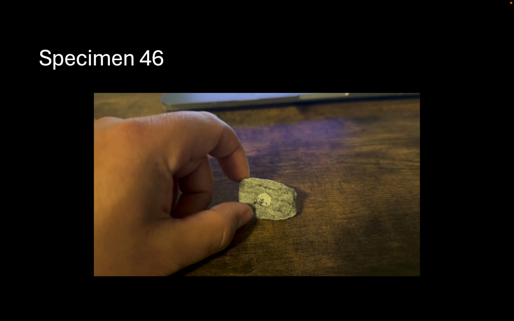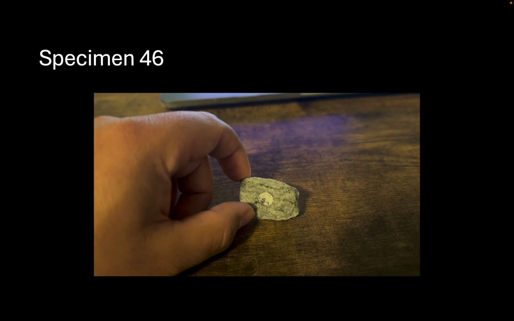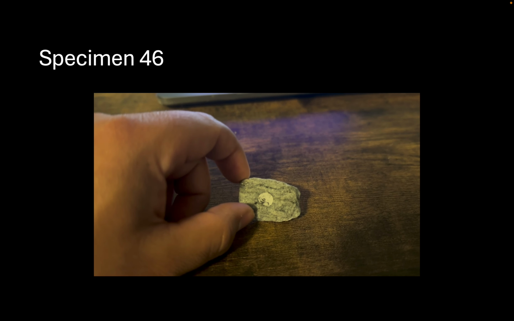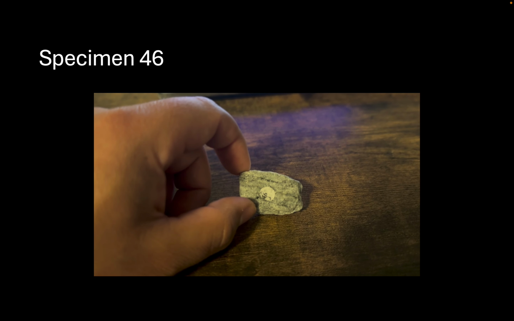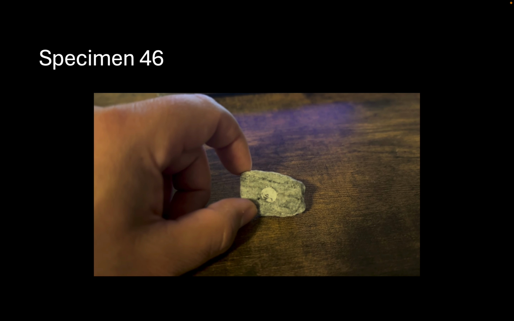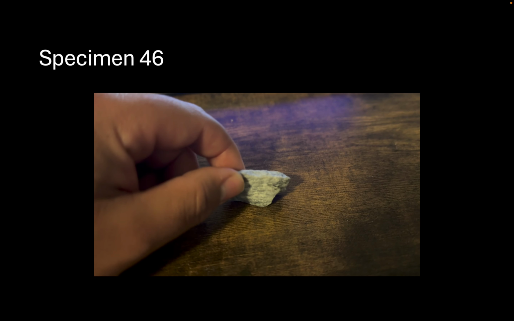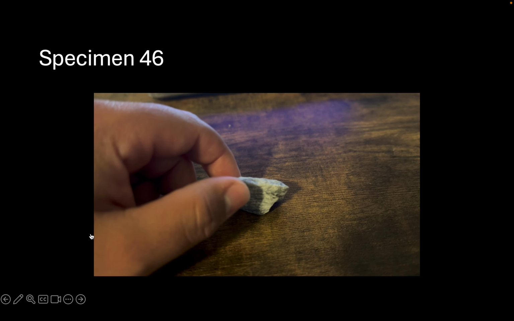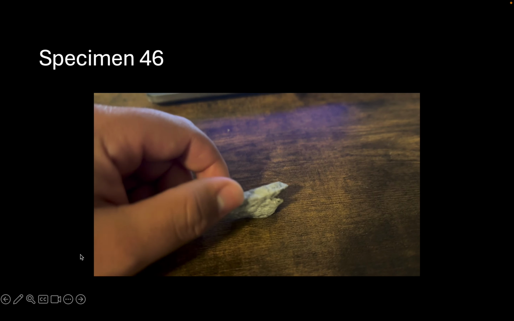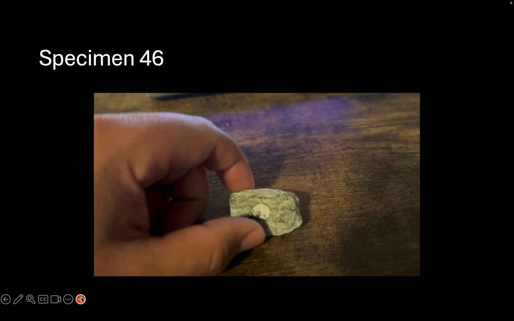The next specimen I will be identifying is specimen number 46. 46 has some nice lines on it. It is foliated. It is medium to coarse grained. It has banded mineral layers and quartz and hornblende. I identified this rock to be gneiss.